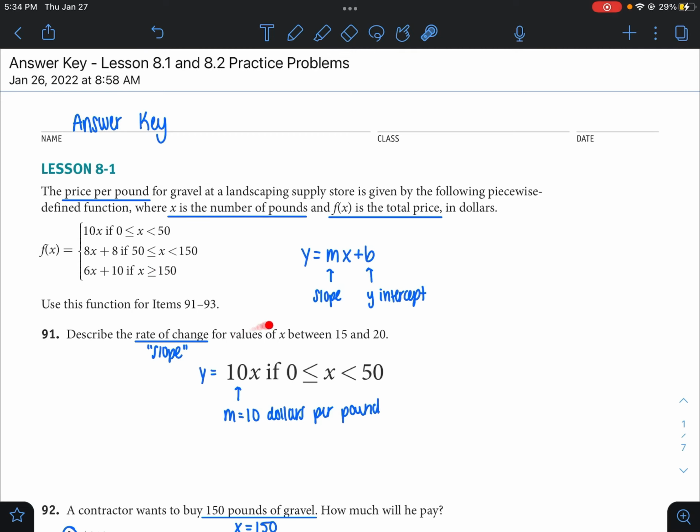So for the first one here, for values between 15 and 20. Okay, so that means we're right here. Between 15 and 20 falls between 0 and 50. So we're using this function. Okay? Now it says, what is the rate of change? That is your slope. Well, if you write y equals, since f of x is equal to y, right? Y equals mx plus b. Well, we don't have a b value, so our slope, though, is our rate of change, which is 10. Or $10 per pound, since it's the price per pound.